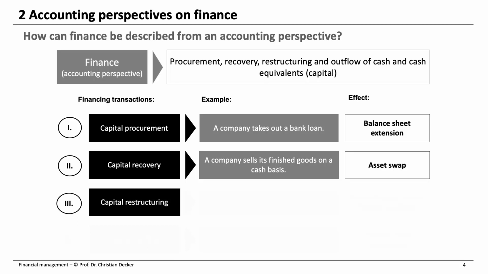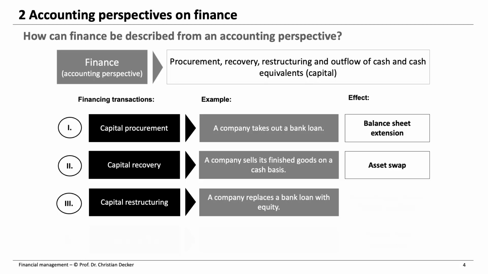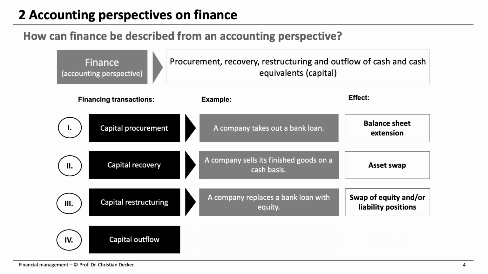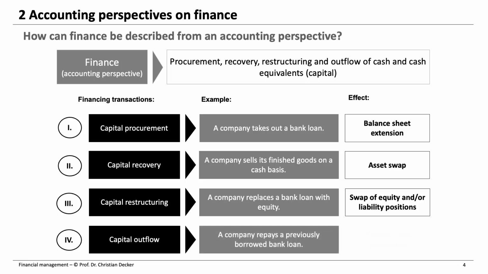The third group of finance transactions concerns capital restructuring. Example: a company replaces a bank loan with equity. The balance sheet effect is a swap of equity and/or liability positions. The fourth group of finance transactions concerns the outflow of capital. Example: a company repays a previously borrowed bank loan. The balance sheet effect is a balance sheet contraction.